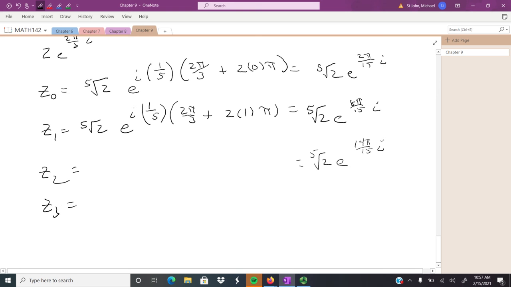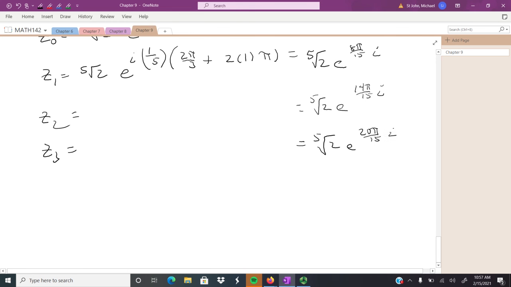z sub 3 is going to be the fifth root of 2 e^(20πi/15). And then lastly, z sub 4 is going to give us the fifth root of 2 e, and this will be 26 pi over 15. Right? So we get all of our values. So once you get the first couple, you'll notice there's going to be a pattern with the angle.